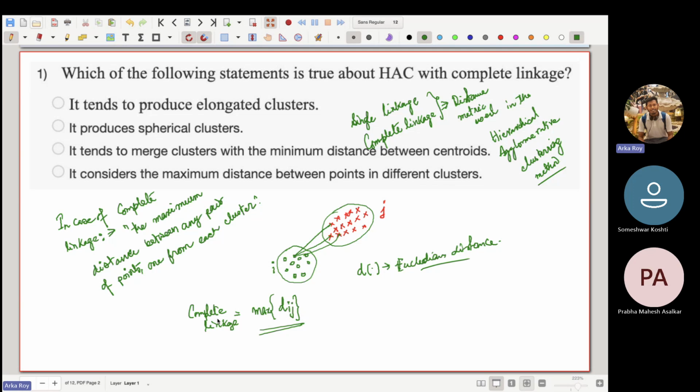Now let us see what complete linkage in HSC tells us. It tends to produce elongated clusters. Does it produce spherical clusters? There is no guarantee that it will create a spherical cluster, because it is just a distance metric. It does not impose any sort of shape on the clusters, because you're just calculating the distance between points.